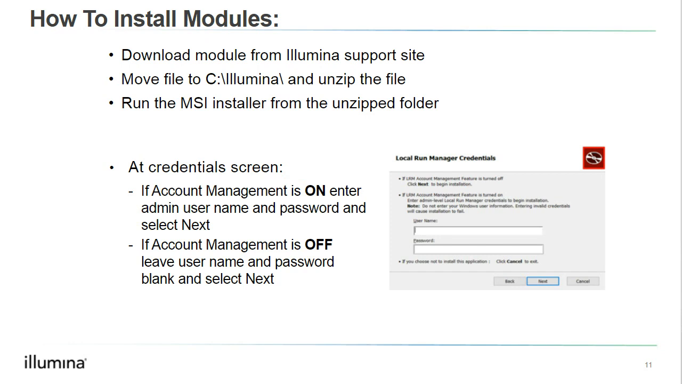So if you have that turned on, provide the administrative credentials for Local Run Manager. These are the Local Run Manager credentials for your admin account, and not your Windows login credentials. So something to keep in mind. If you have account management turned off, which means you would just normally connect to Local Run Manager and load the dashboard with no login, then you would also not provide any account information here. You would leave these blank as shown in the screenshot and just hit next.